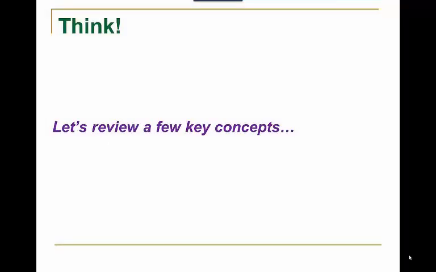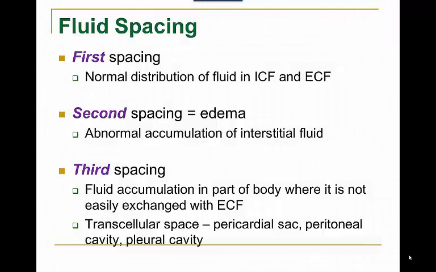So let's go back and tie this together. The primary thing I want you to keep in the back of your mind is that we do need balance in our body, but remember that the money, our circulating volume, our usable volume that controls blood pressure, oxygenation, and everything else, is in the intravascular space. That is really where the money is. So we talked again about first spacing, second spacing, and third spacing, right?